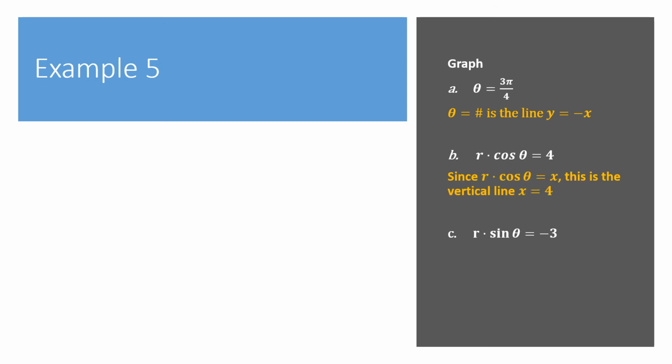The second one, part B, says r cosine theta equals 4. We also need to understand that that form, r cosine theta equals a number, is just a vertical line, since r cosine theta equals x. So this is really x equals 4. And then the last one would be the same thing, but instead of x, it's going to be y since it's r sine theta. So we have y equals negative 3.